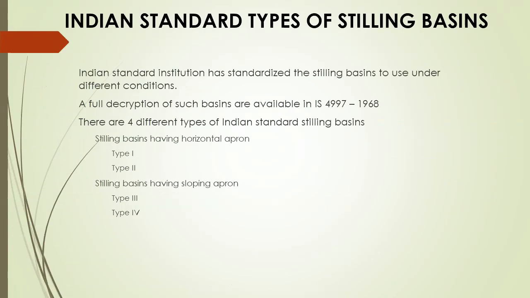Now let us check what are the Indian Standard types of stilling basins. Indian Standard Institution has standardized the stilling basins to use under different conditions. A full description of such basins is available in IS 4997-1968. There are 4 different types of Indian Standard stilling basins. Stilling basins having horizontal apron are Type 1 and Type 2. Stilling basins having sloping apron are Type 3 and Type 4.